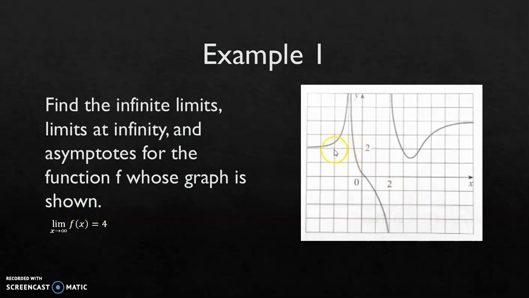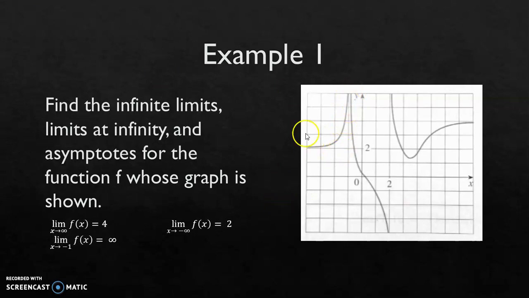Next, I'm going to look at what's going on as I go further and further to the left. And notice that it's approaching positive 2. So that's another limit at infinity. Okay, so this is how I wrote it. Now the next thing I notice is that I do have some infinite limits right here. As it approaches negative 1 from the negative side, it's going to positive infinity. As it approaches negative 1 from the positive side, it's also going to positive infinity. Okay, so I'm going to write that one next.